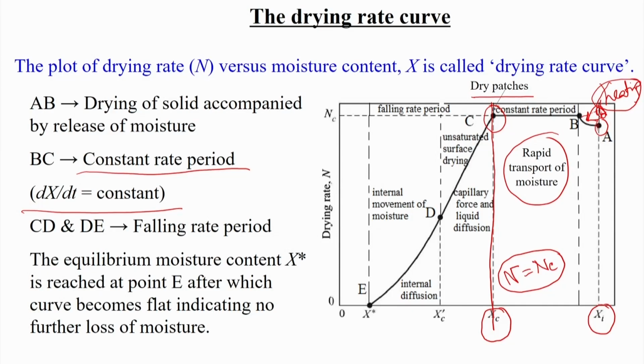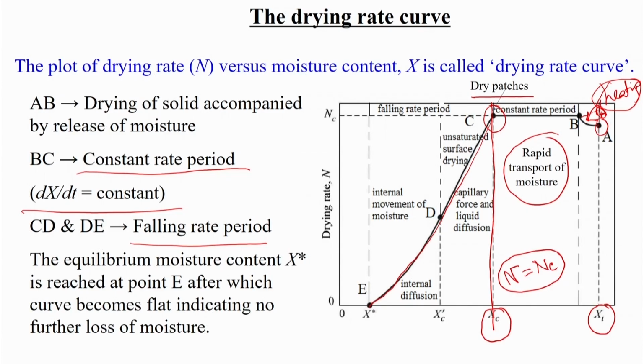So, whether x I is very high or very low, it is not dependent on that. In that case the drying rate will remain constant, that is N C. But whenever the dry patches appear, at the same time the moisture content inside the solid decreases, and then the falling rate starts. From C to D, and from D to E, these are called the falling rate period.